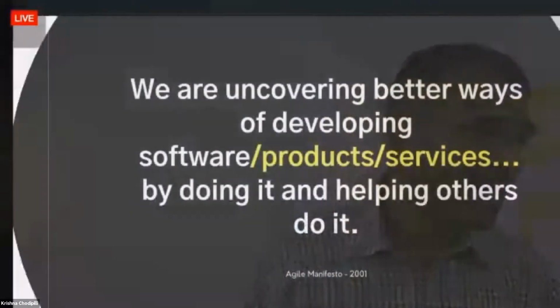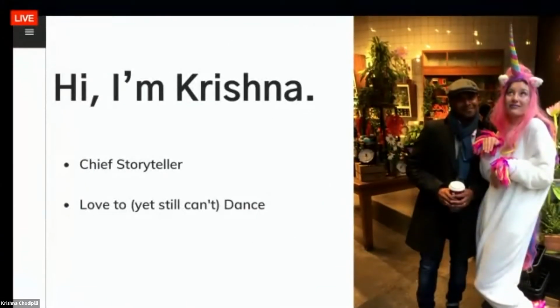A little bit about me. My name is Krishna Chodipilli. I'm a Chief Story Teller for Leadership Tribe, and I love to dance. As part of my work, I use different skills and competencies to work with various organizations. One of them is by coaching, mentoring, training, facilitating, and helping bring change. And the stories of bringing change, there are some amazing stories which work, and there are some stories which went completely kaput. I'll be sharing some of those.